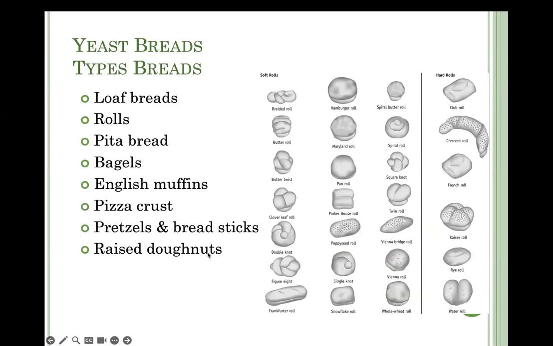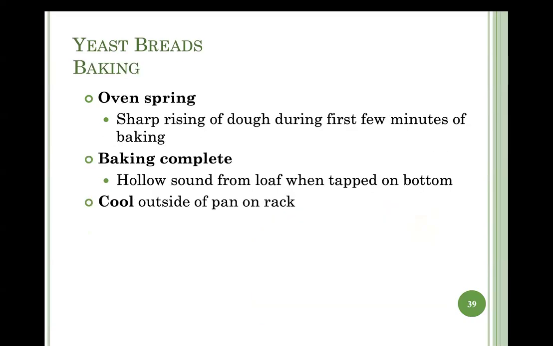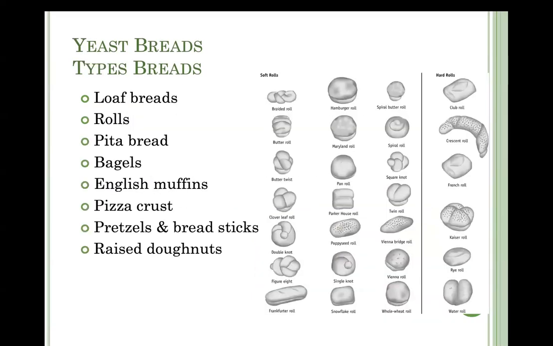So we have different types of loaves. We've got our loaf breads. We have rolls, pita breads. We've got, what do we have here? Our knot breads, garlic knots, English muffin, pizza crust, and so on.